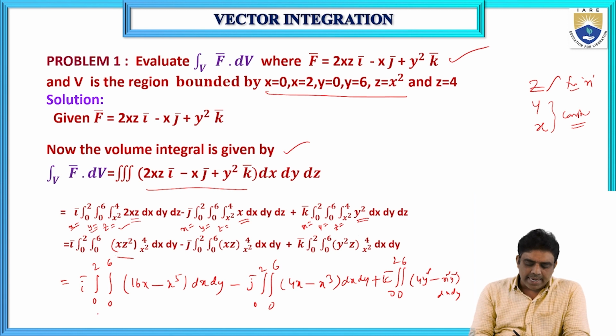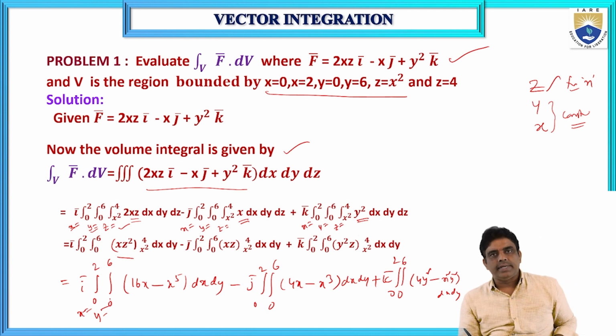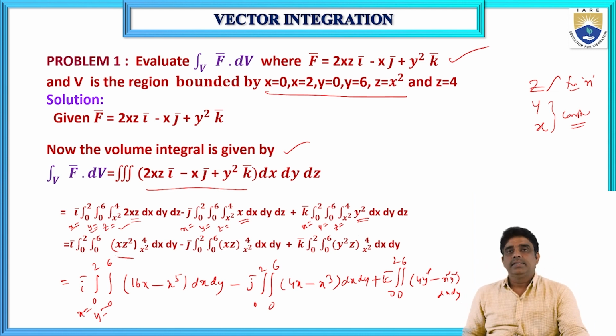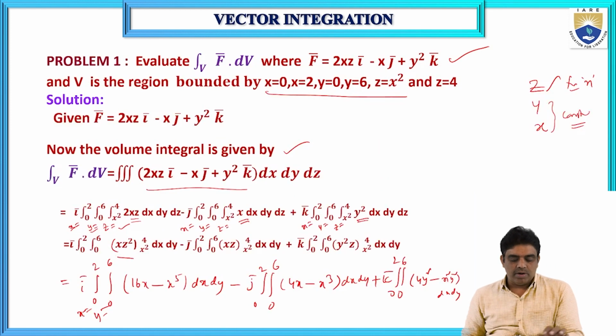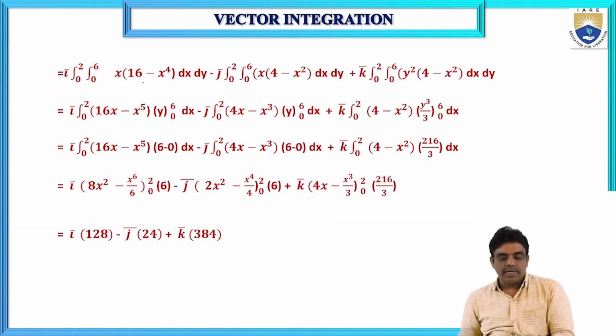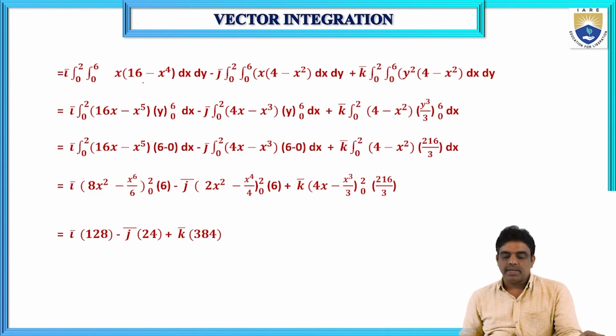So now we have to carry it out with respect to y or x. So already it is written first y then x. So we do integration first with respect to y. So we'll go to the next slide. So integral 16x minus x power 5 already I have written, and here 4x minus x cube simplified. Then what is the last one? Y square into 4 minus x square, right?